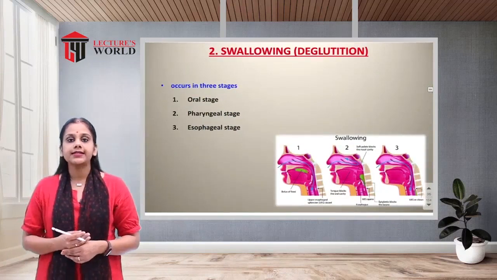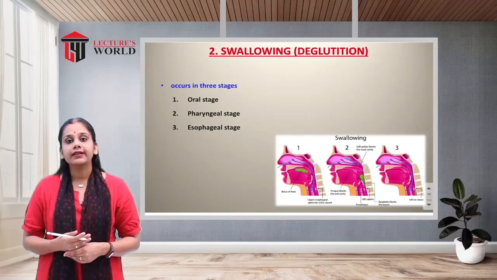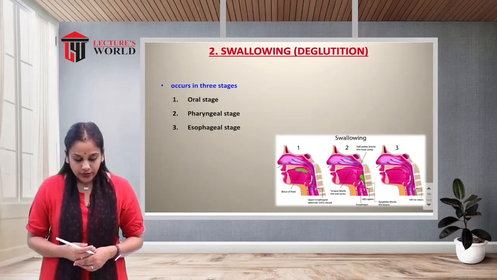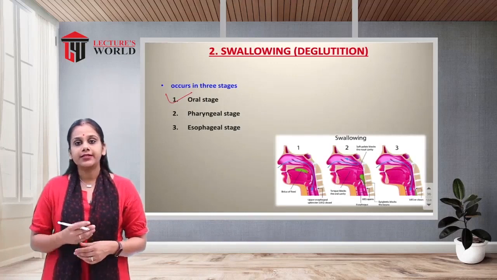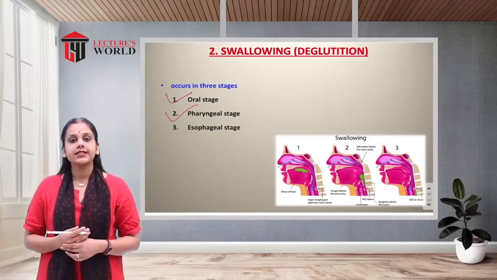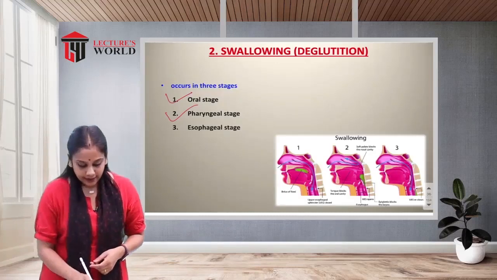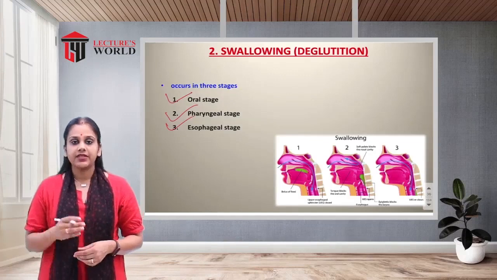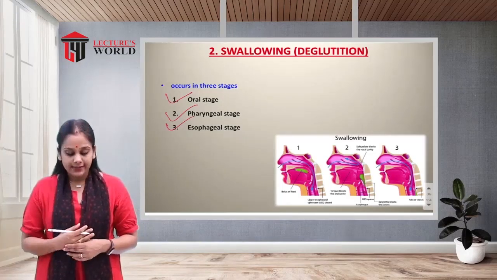Then the second process is swallowing. So what is swallowing? That is deglutition. It occurs in three stages. First one is the oral stage; that process occurs in the mouth or oral cavity. Second is the pharyngeal stage; this process occurs in the pharynx. And third one is the esophageal stage; this process occurs in the esophagus. So three phases of swallowing.